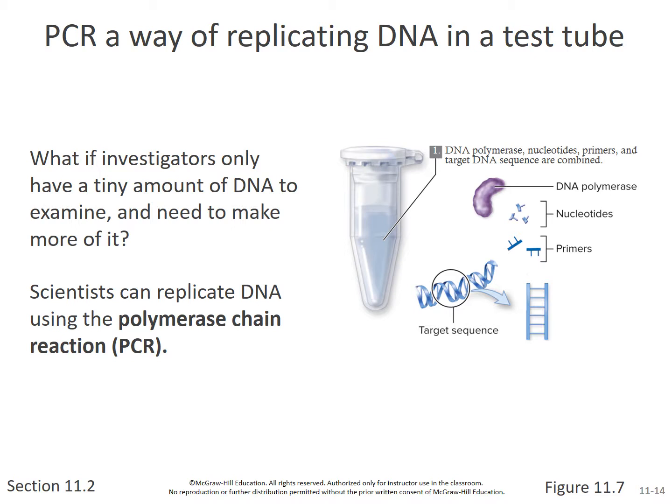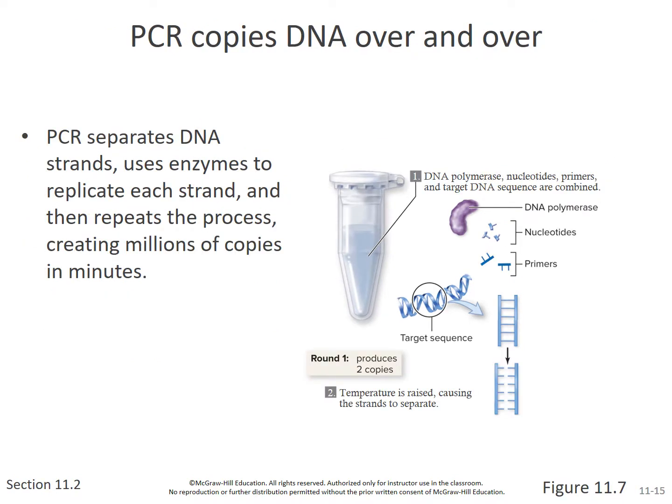Scientists will replicate DNA using polymerase chain reaction. That is what PCR stands for. So PCR will copy DNA over and over and over until you get a whole bunch of it. PCR separates the DNA strands, uses enzymes to replicate each strand, and then repeats the process over and over until it has millions of copies of the same piece of DNA in a matter of minutes, hours, a day, depending on how much is needed. Depends on how much it goes through this cycle.